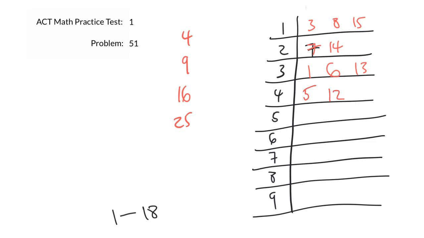So 5 plus 4 would give us 9. 5 plus 11 would give us 16. 5 plus 20 would give us 25, but 20 is too high. 6 plus 3 would give us 9. 6 plus 10 would give us 16. 6 plus 19 would give us 25. But again, we don't have a 19. We have an 18, but not a 19.